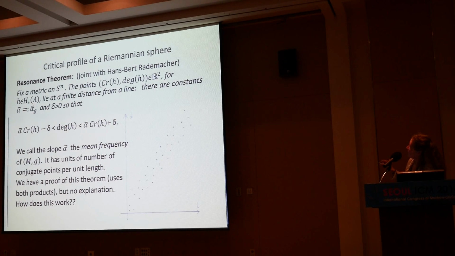So there's this number, this slope that's associated with the metric, and we call it the mean frequency of the metric. It has units of the number of conjugate points per unit length. And the basic idea of the proof is it uses both of the products. The cohomology product holds this slope up, and the homology product holds that slope down. And we have a proof of this theorem. It uses both products, and I've checked it many times. The reason I've checked it so many times is because I still don't know why it's true. I mean, we can prove it, but I don't really have an explanation.